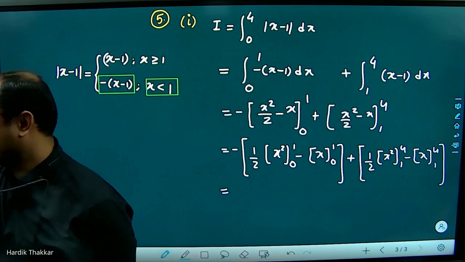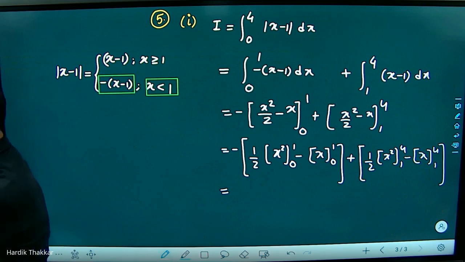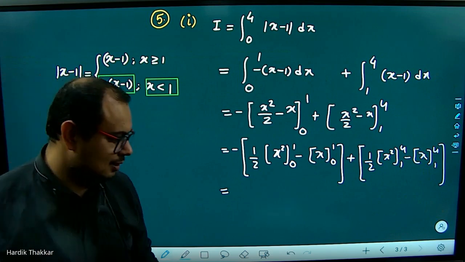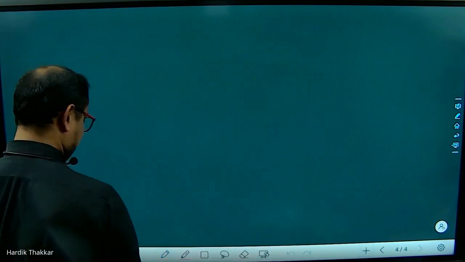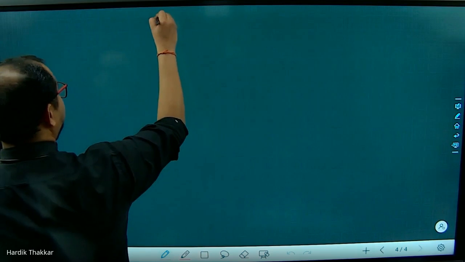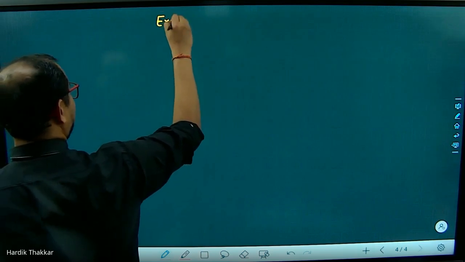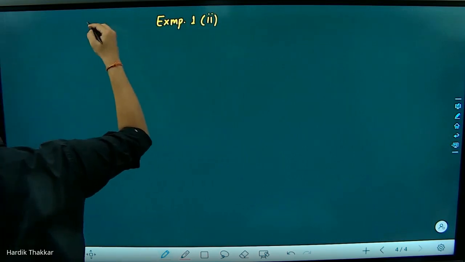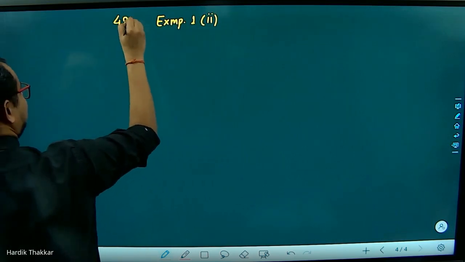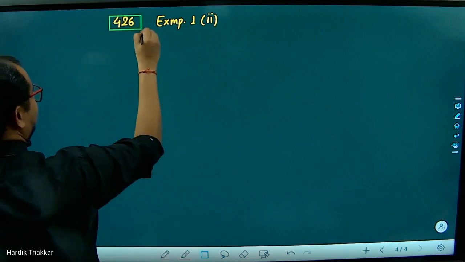Okay, now let's check the examples. Which example have I given? The second part of example 1. That is a really important question. Second part of example 1. It is on page number 426. Page number 426.